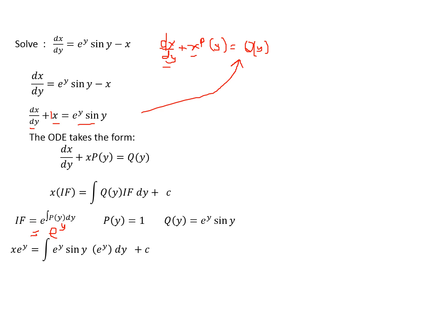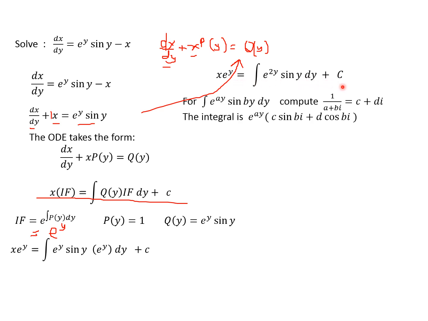So plug it into this equation. You have x e to the y is the integral of, this is your function Q(y), e to the y sine y, and this is your integrating factor, dy plus c. Simplifying, you have x e to the y is the integral of e to the y, e to the 2y sine y dy plus c. Now this will involve again integration by parts.